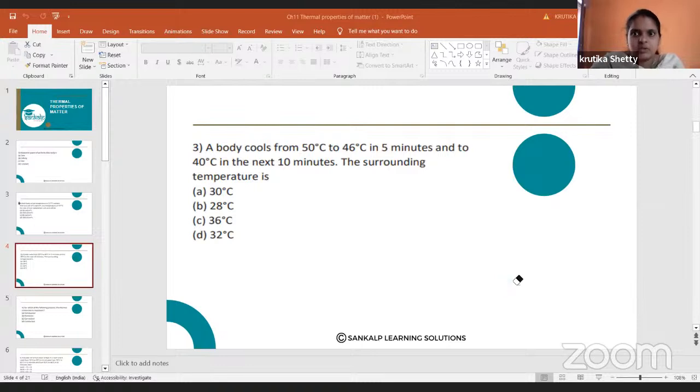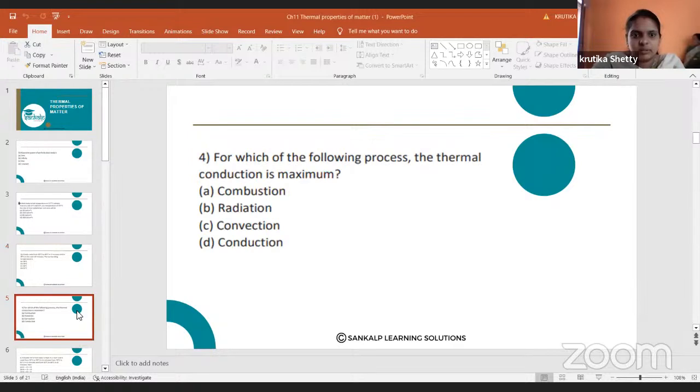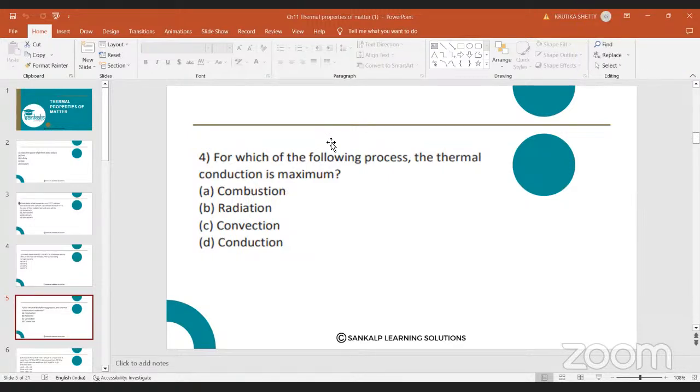So the next question is, for which of the following process the thermal conduction is maximum? That is combustion, radiation, convection and conduction. So which one is it? A, B, C, D? Which one? It is B. Yes, for radiation.